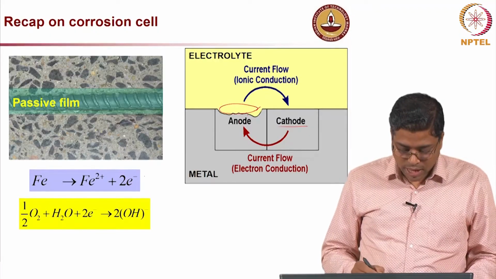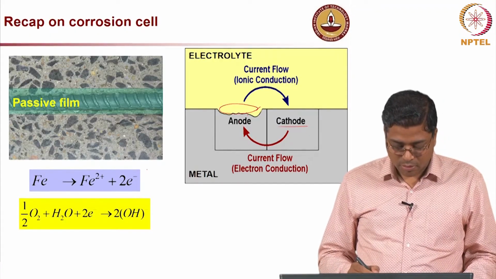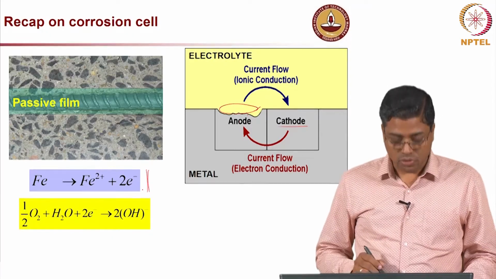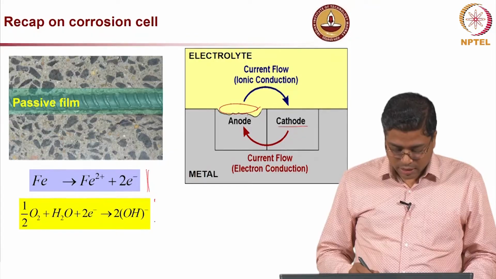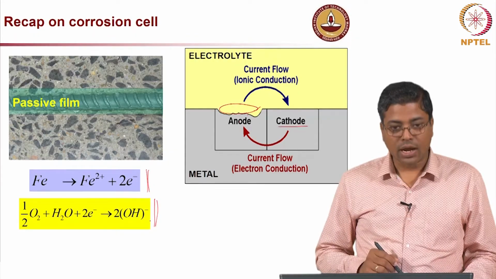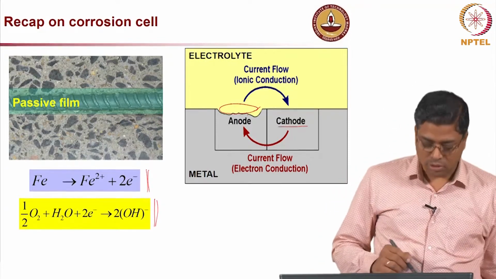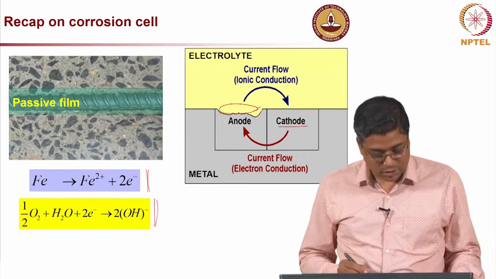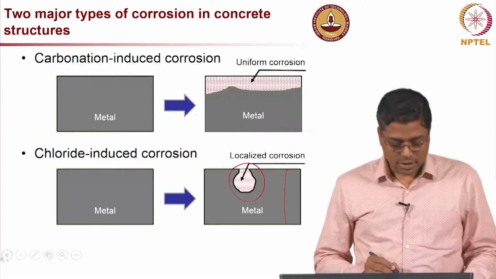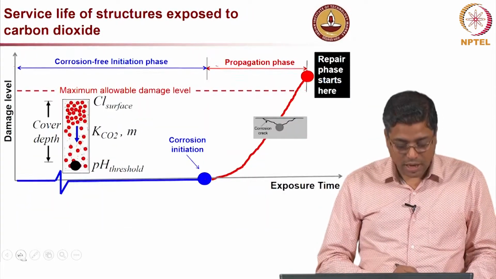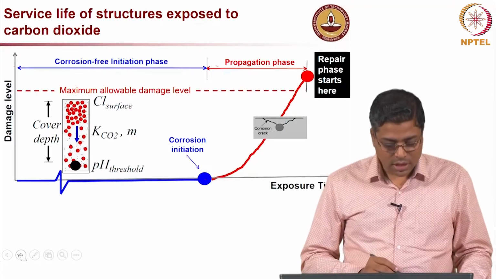And the anodic reaction which we are mainly talking about is this, where you get Fe2+ and 2 electron discharge, and the cathodic reaction is this, where hydroxide ions are formed in the presence of oxygen and moisture and the electrons which are released from the anode. Now, let us look at how carbonation influences the life of concrete structures.